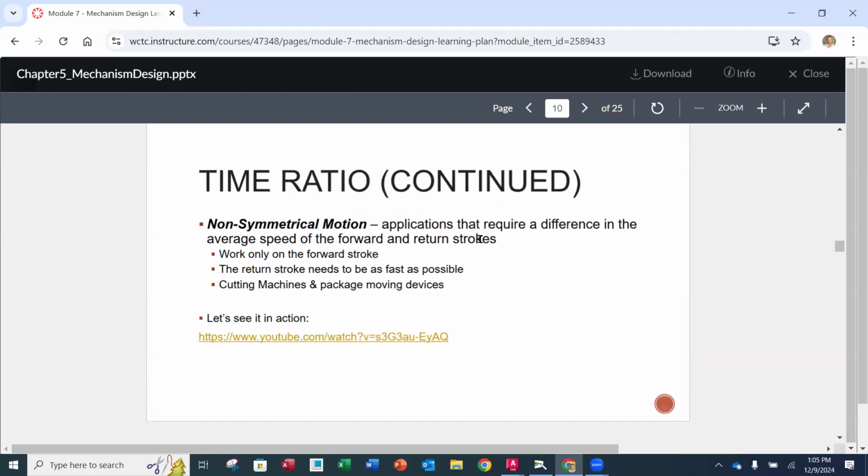Now, the next type is called non-symmetrical motion. And this is where we have something called a quick return. So we do work in one direction, which is going to be the slower side of the stroke, but then we come back very fast. So things like cutting machines or packaging equipment will move in one direction and then come back real quickly to get back into position to then move another product.